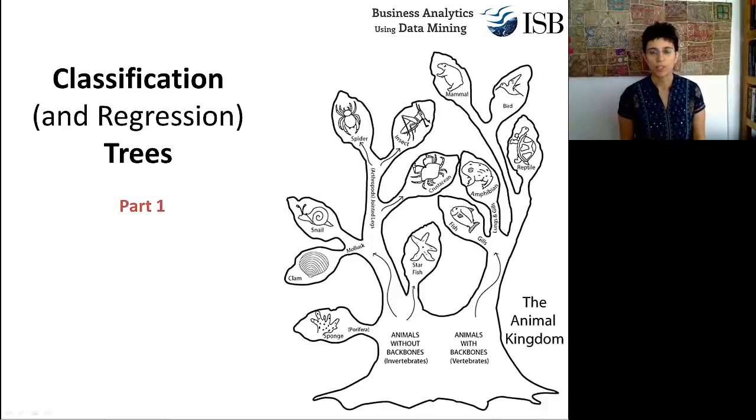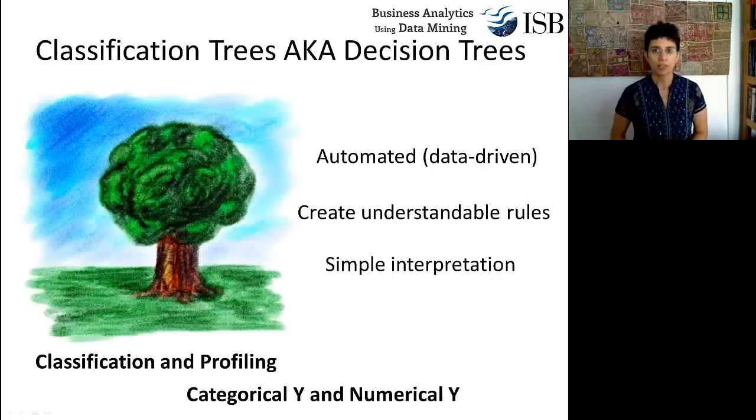In the next sessions, we'll be talking about a classifier called classification and regression trees. It's also sometimes called CART. Classification trees are sometimes also called decision trees, which is very confusing because the term decision trees is also used to describe a completely different technique that's unrelated to data mining. So what are classification trees?